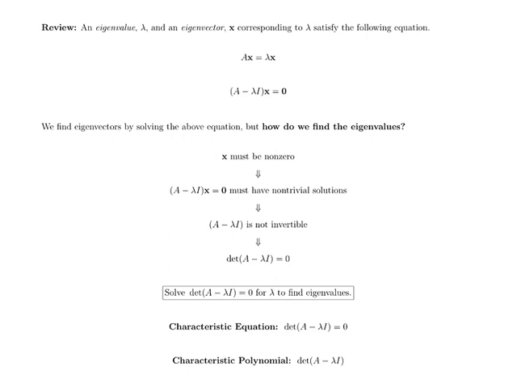We can rewrite this equation by subtracting lambda x on both sides and multiplying by the identity matrix, to get (A minus lambda I) x equals 0. Solving that equation, given some lambda, we'll find our eigenvectors. Again, that's what we found in section 5.1. So we find eigenvectors by solving the above equation, but how do we find the eigenvalues? That's what we're going to go over in this section.